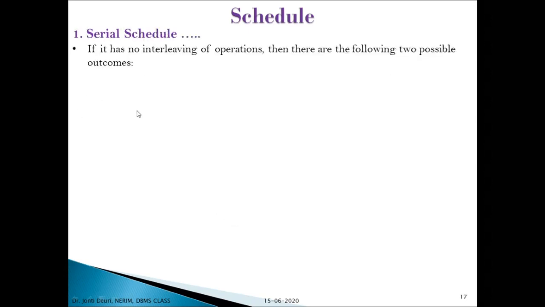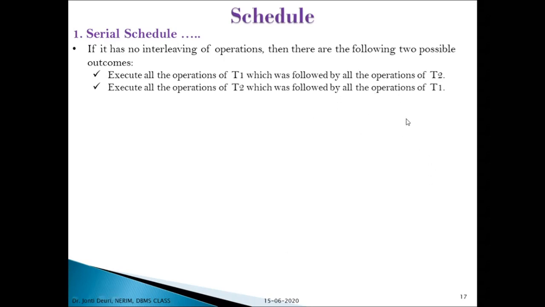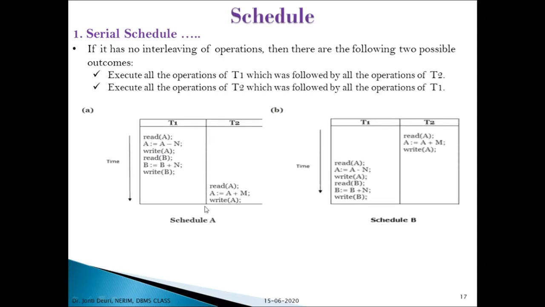There are two ways we can do it. Execute all the operations of T1 followed by all the operations of T2. That means either finish all the operations of T1, then start T2's operations, or start T2's operations first, then do T1's operations. You can see this example in schedule A. Here you can see for transaction T1, we have finished all the operations.